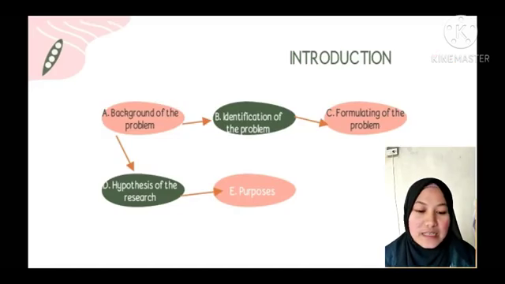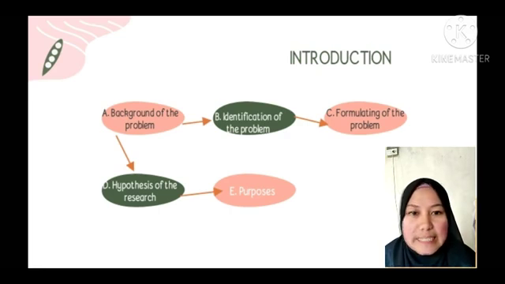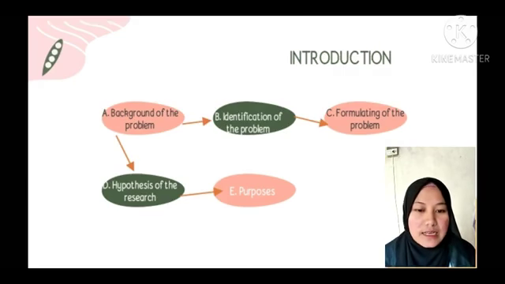The first is background of the problem. The second is identification of the problem. The third is formulation of the problem. The fourth is hypothesis of the research, and the last is purposes of the research. Okay, let's start with the background of the problem.